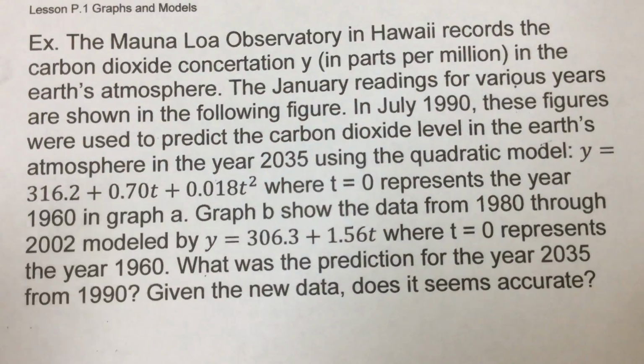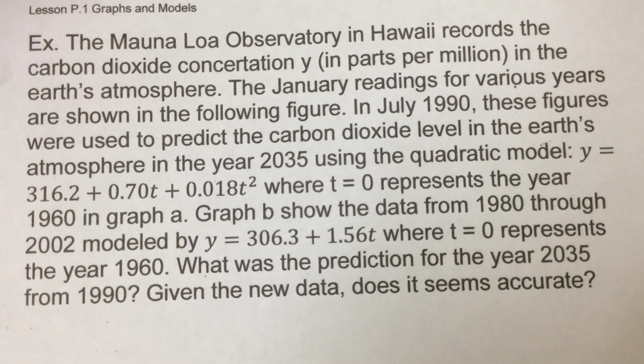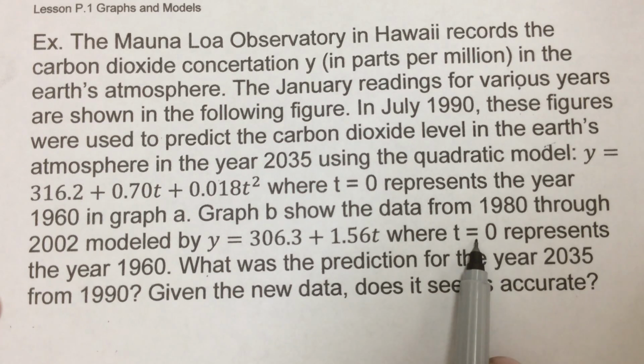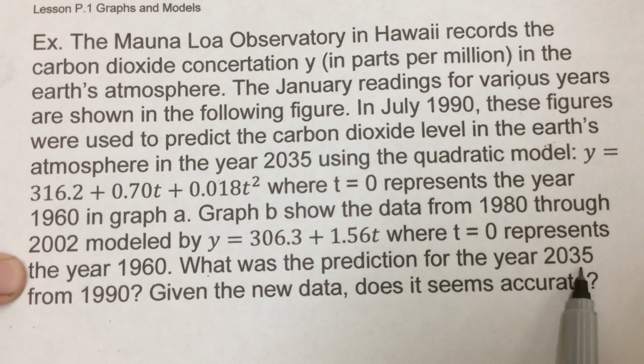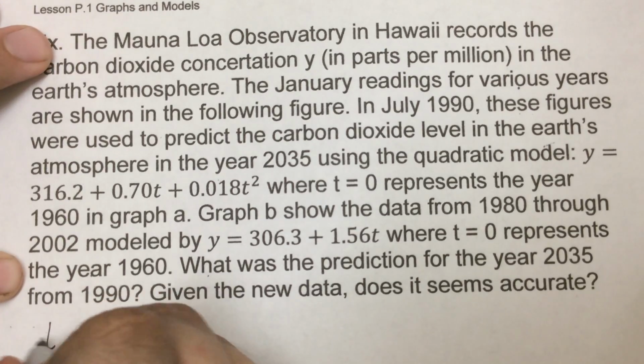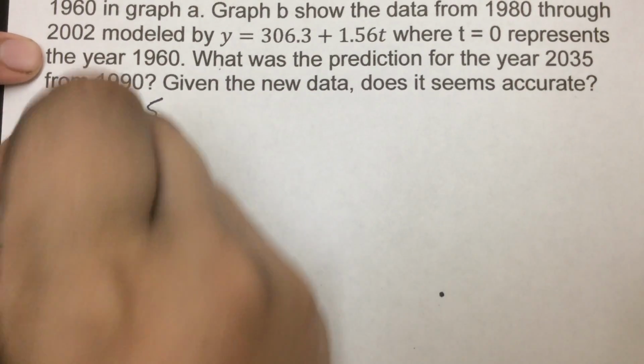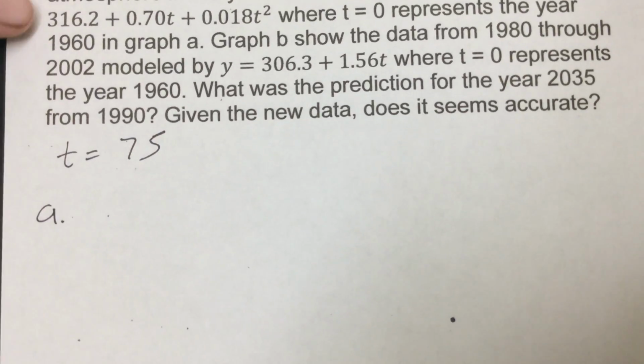So what we're going to do is this. First off, we're looking for the year 2035, and on both of these, t equals 0 is 1960. So how many years past 1960 is 2035? Well, it's 40 to get to 2000 plus another 35. t is going to be 75. So for part A, we're going to use this first equation.